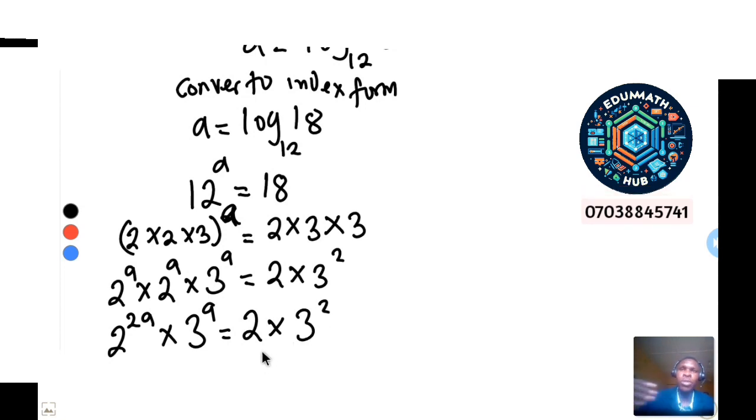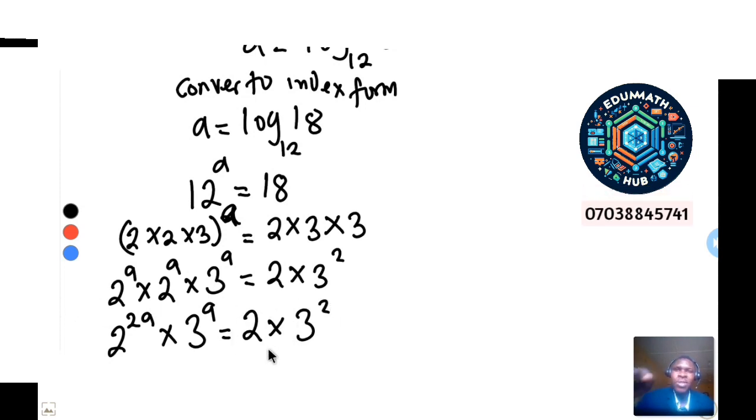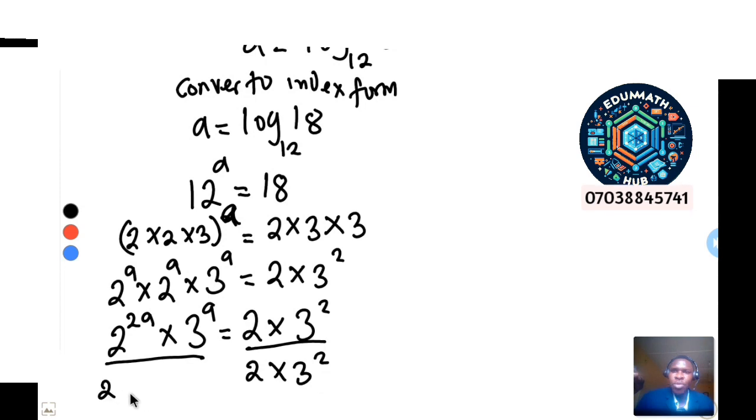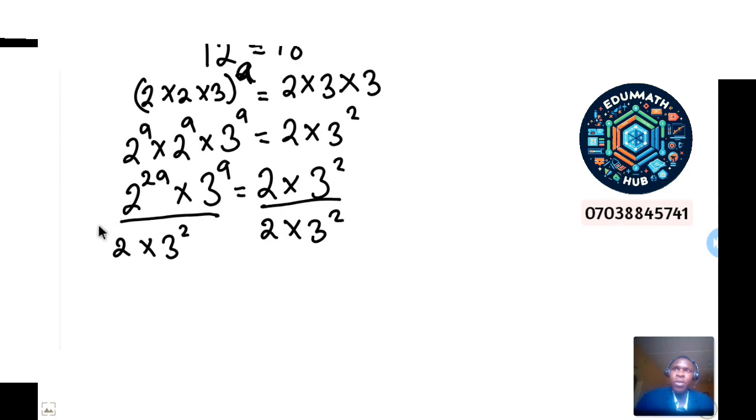Then you need to bring both sides together. You have to make the right hand side equal to 1. Everything on this right hand side should be equal to 1. So you need to divide both sides by 2 times 3 raised to power 2. You come right here and do the same thing, 2 times 3 raised to power 2. If you do that, everything on this right hand side becomes 1, because you are dividing by the same value. So everything here cancels out.